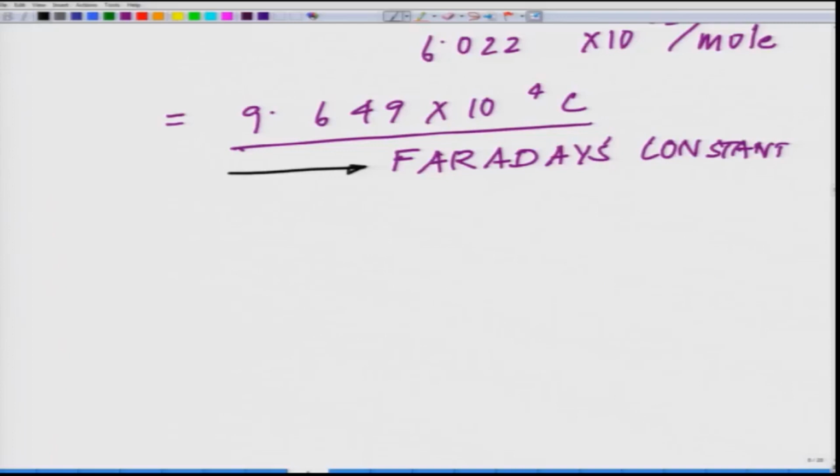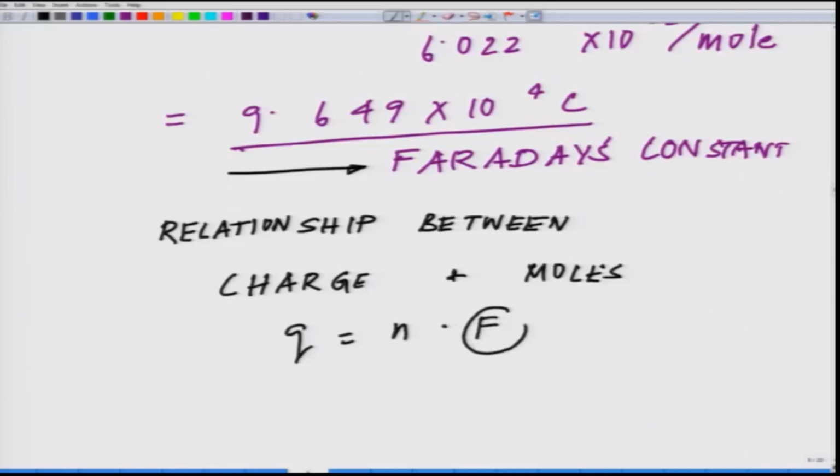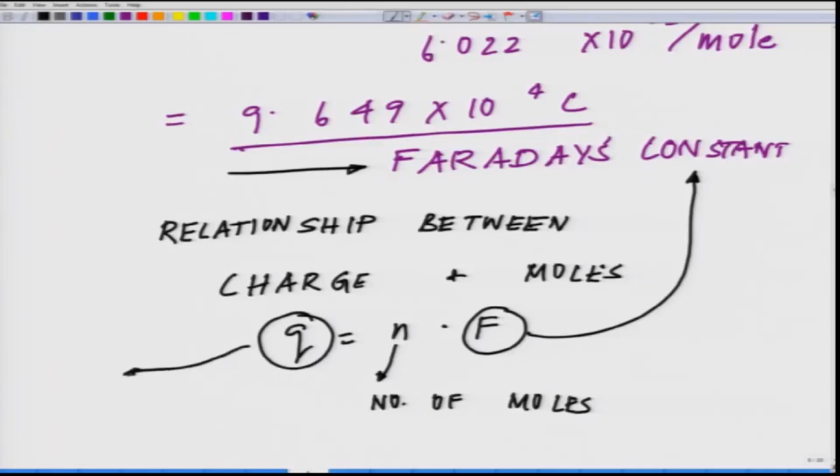In other words, the relationship between charge and moles: we land with Q is equal to N dot F, where F is Faraday's constant, N is the number of moles, and Q is the charge.